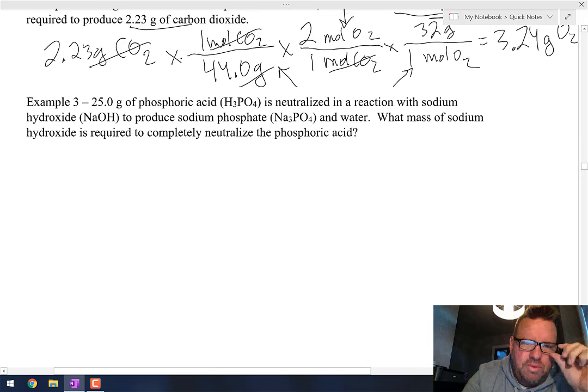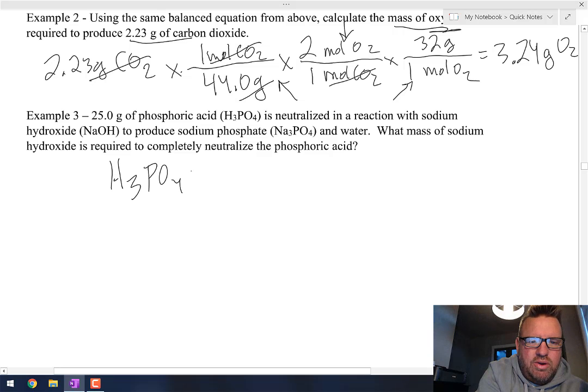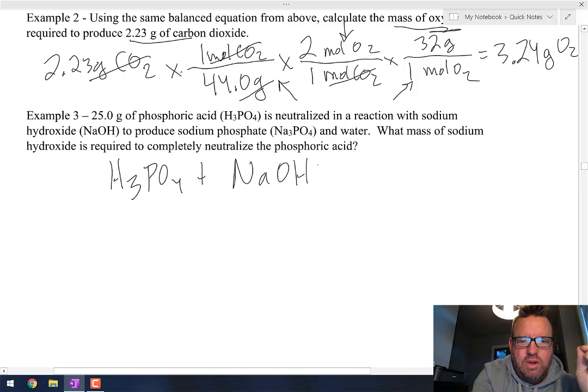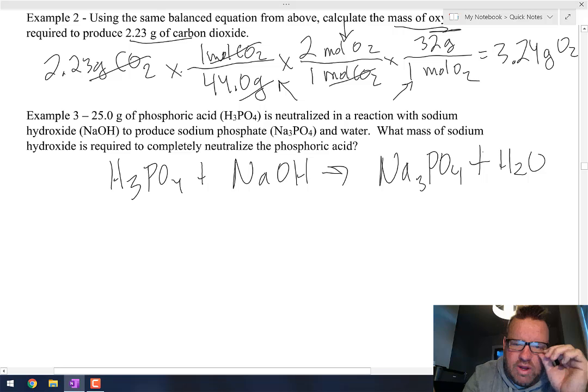So example 3 says 25 grams of phosphoric acid. Typically, they're not going to make you do this. Again, I want to give you a worst case scenario. How difficult could they make this problem? Okay, so they tell you the whole thing. It produces sodium phosphate, Na3PO4, and H2O.